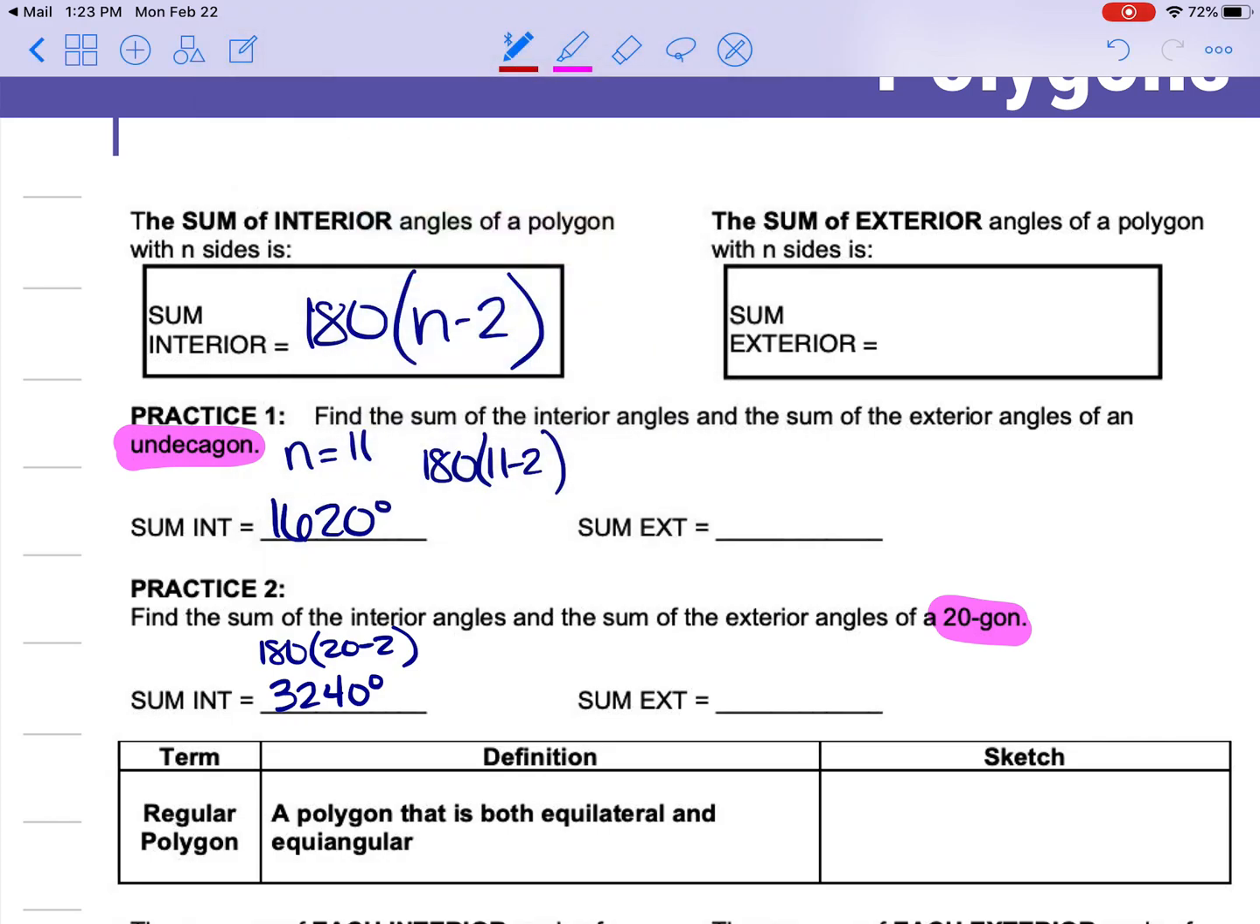And again, this is the sum, so that means all the angles together, not each little angle, all of them together. This one's a very, very easy formula. There really isn't a formula because it doesn't matter what shape you have, all your angles on the outside will always add up to 360.